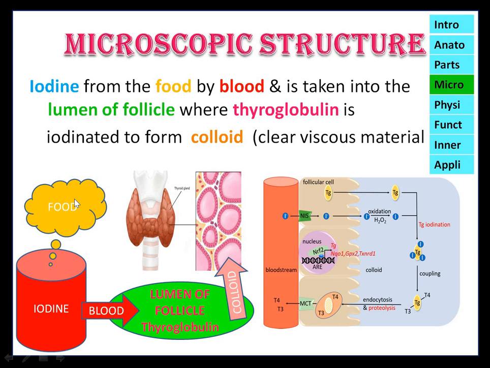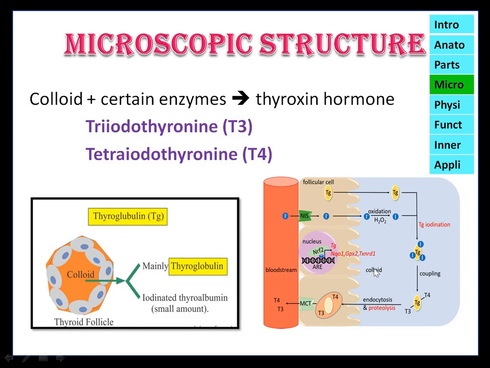When we eat iodine-rich food, the iodine is taken from the food into the blood and it is taken into the lumen of the follicle. Thyroglobulin is already present here, right? So the thyroglobulin is converted into colloid. Colloid is a clear viscous material. Certain enzymes act on the colloid. It produces thyroid hormones, which means T3 and T4. T3 means triiodothyronine. T4 means tetraiodothyronine.